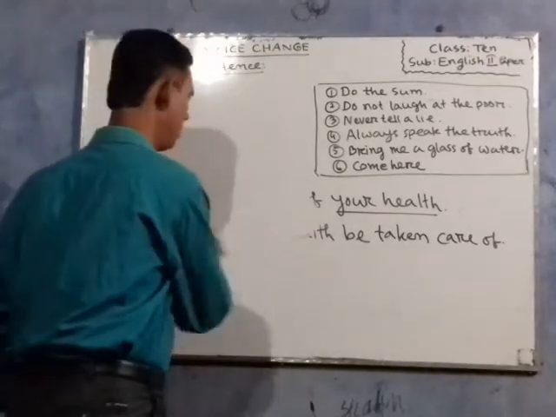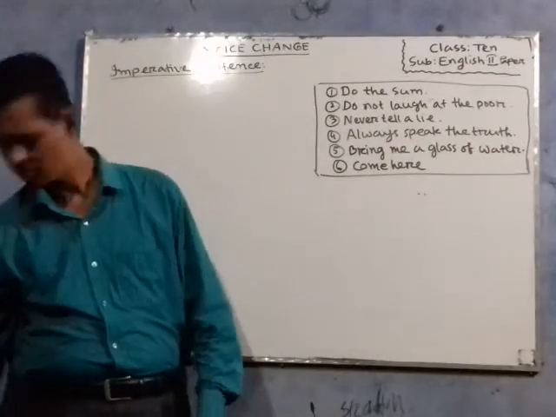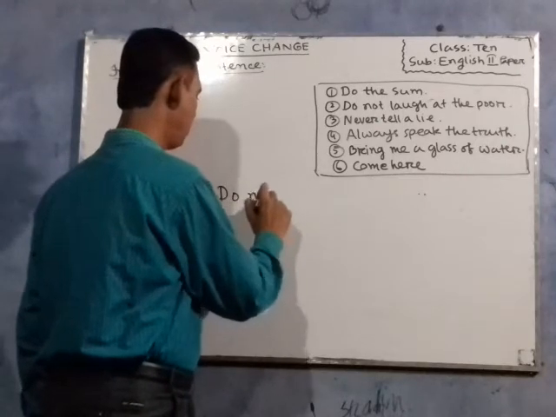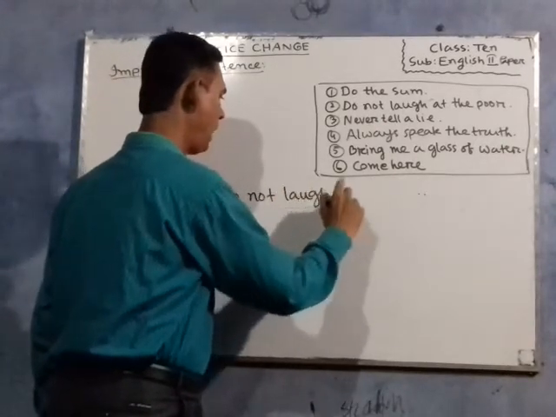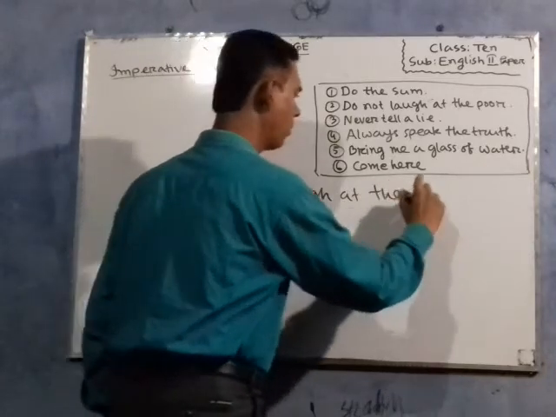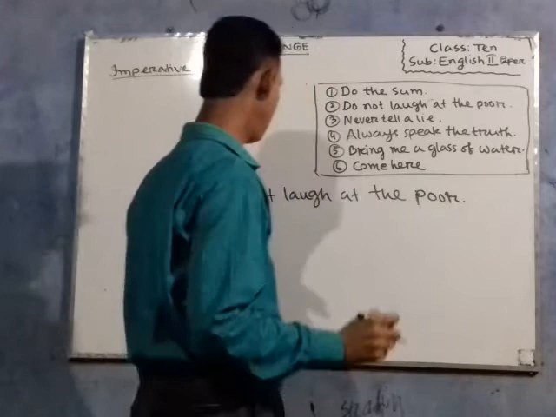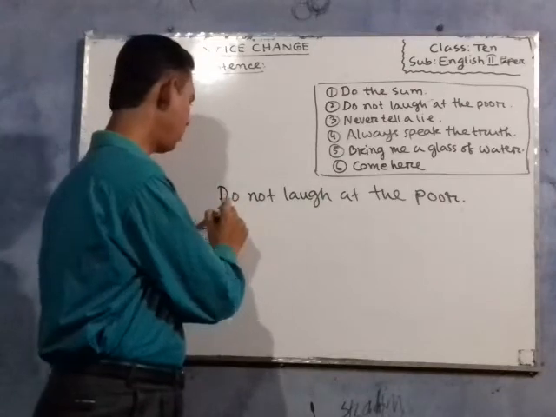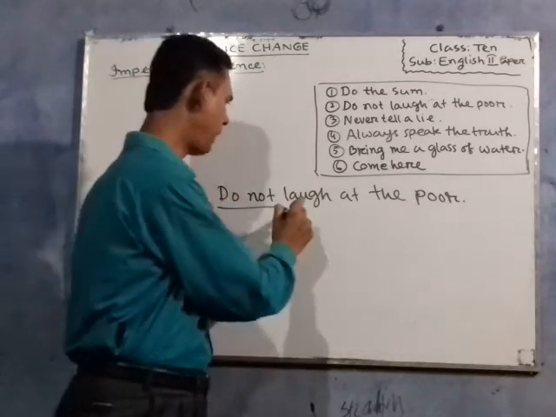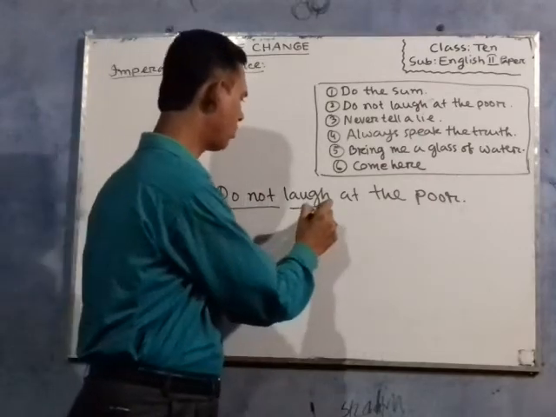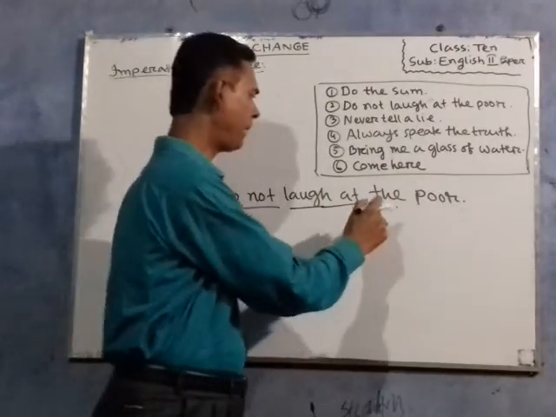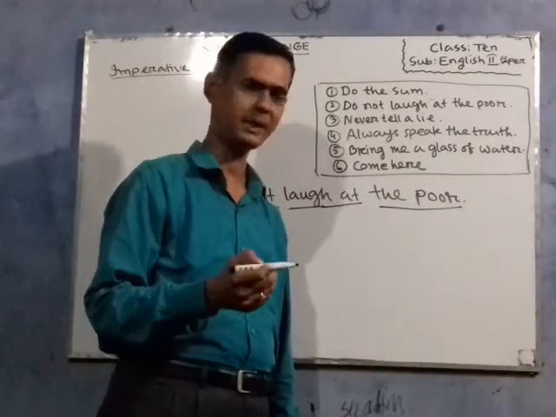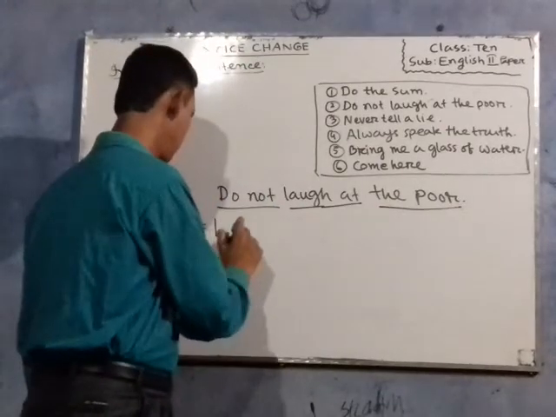Another example. Do not laugh at the poor. Dear student, you know that at the beginning of this sentence, do not is given. Then after do not, a verb is given, and actually this is a group verb, laugh at. And after this group verb, an object is given. So at the time of changing this type of sentence into passive, at first you have to write let not.